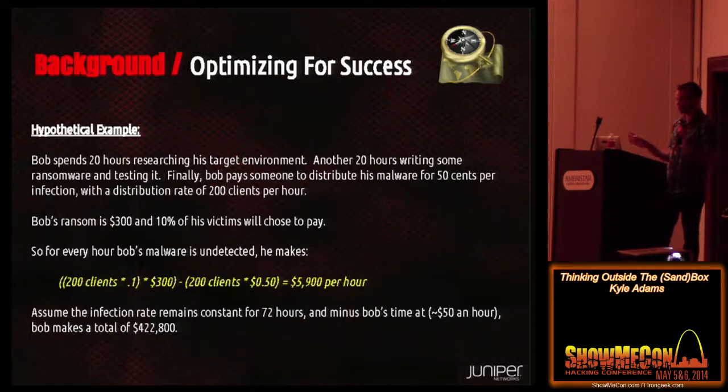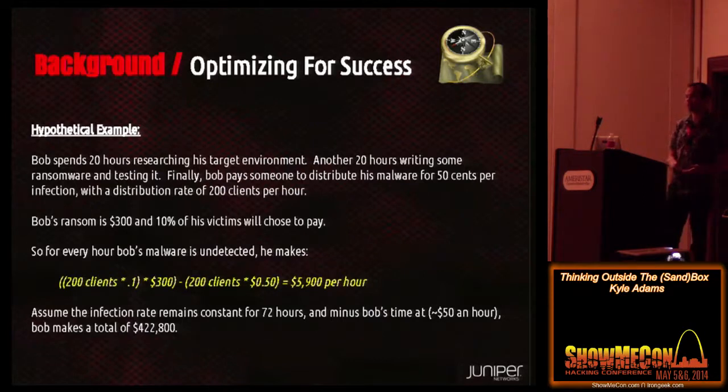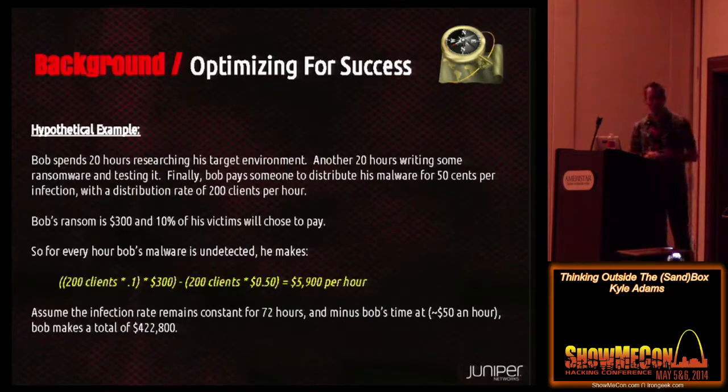These are all just hypothetical examples. It would be totally different depending on what avenue or what venue he used to actually distribute the malware, how successful it was. But the bottom line is he'll get $300 for every person who gets this malware on their machine and is willing to pay to get their files back. We'll say 10% of his victims will pay the money and get their files back. So for every hour that Bob's malware is out there and doesn't get detected, he's making roughly $6,000. It's a lot of money. So if you assume he's out there for 72 hours, minus his time, he's making almost $500,000 from this ransomware campaign.